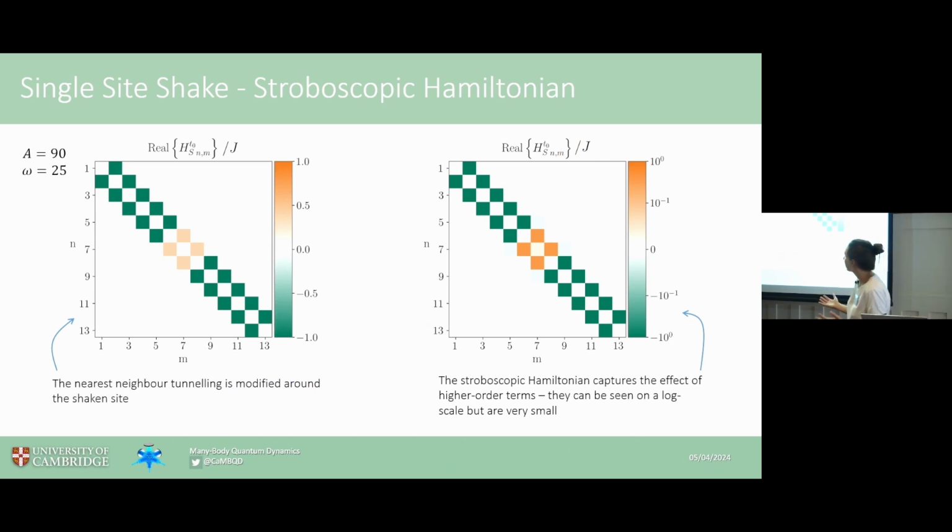This is a representation of the stroboscopic Hamiltonian, and the off-diagonal elements give us our tunnelings, and we can see that only the nearest neighbor tunnelings have been renormalized. The stroboscopic Hamiltonian is quite useful to analyze all the higher order effects of the system. If we look at the same Hamiltonian on a log scale, we can see that some long-range tunnelings have been introduced, and these are a product of the higher order terms that we're not considering in the first two terms of this analytical expansion. However, if we have large enough driving frequencies, then we can make sure that these are very small.